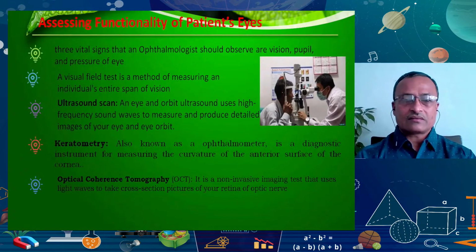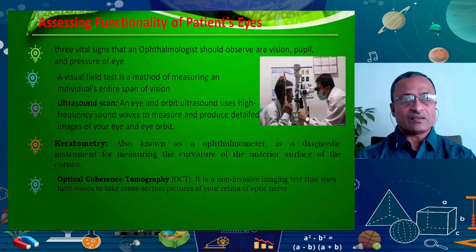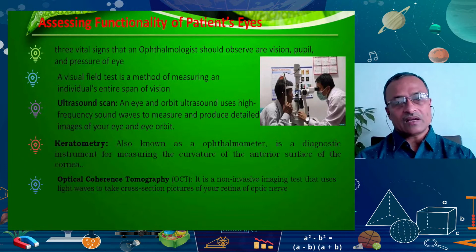The vital signs that ophthalmologists usually observe are vision and pressure of the eye. If the pressure of the eye is increasing, then usually the test for glaucoma is undertaken. The visual field test is the method of measuring the individual's entire vision of the eye. And these are done usually by way of ultrasound scan, keratometry, and optical coherence tomography. In short, we call it OCT.